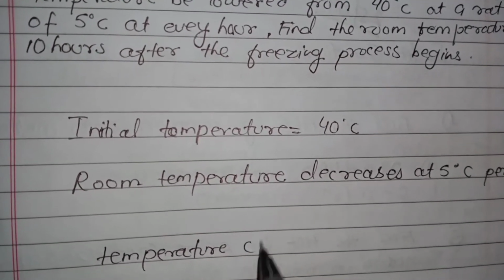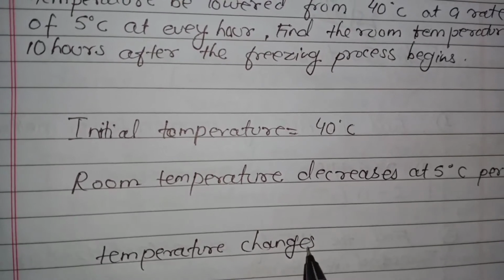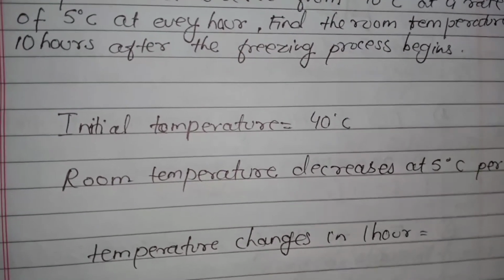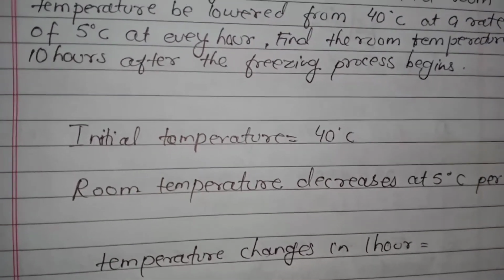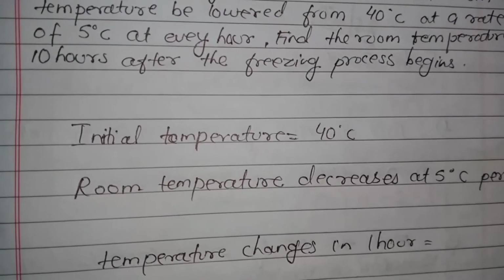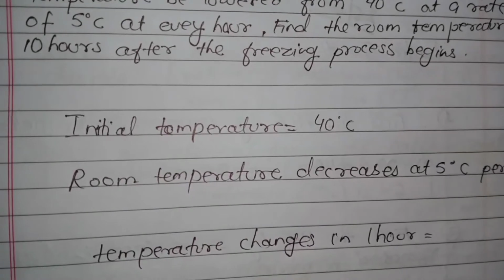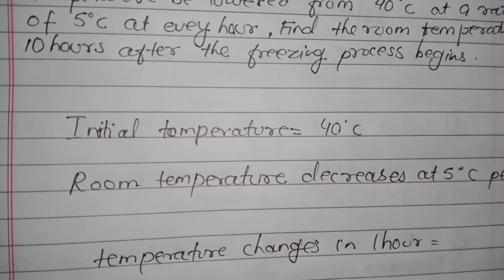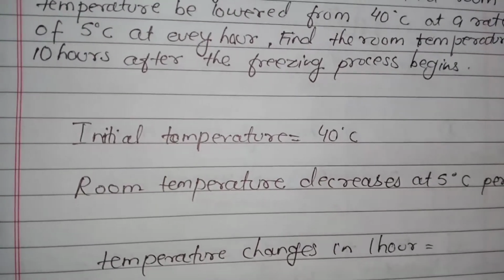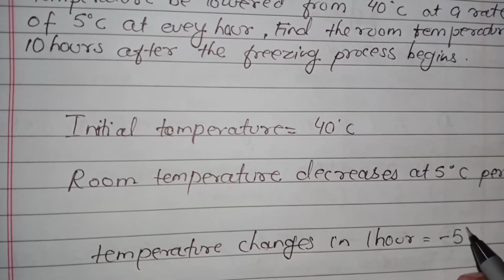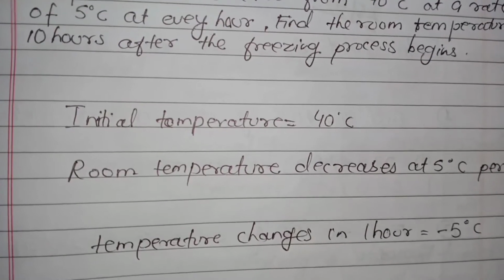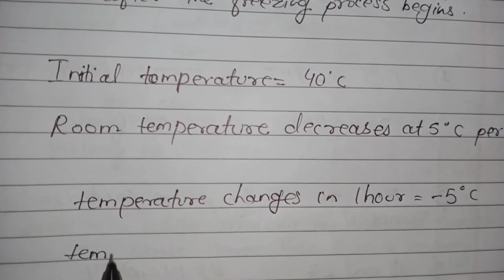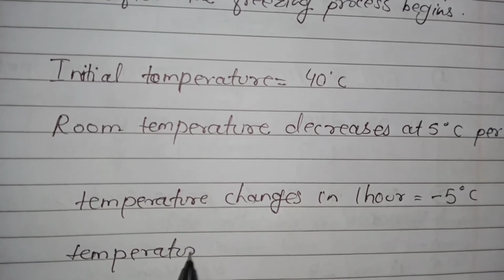Now we write the temperature change in 1 hour. It is decreasing, not increasing, it is coming down. That means minus 5 degrees. In every 1 hour, the temperature changes by minus 5 degrees.